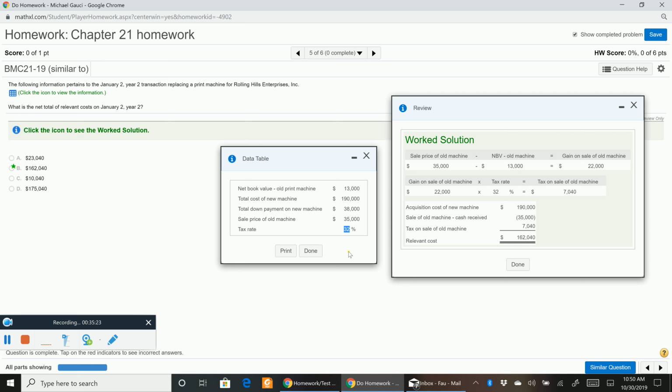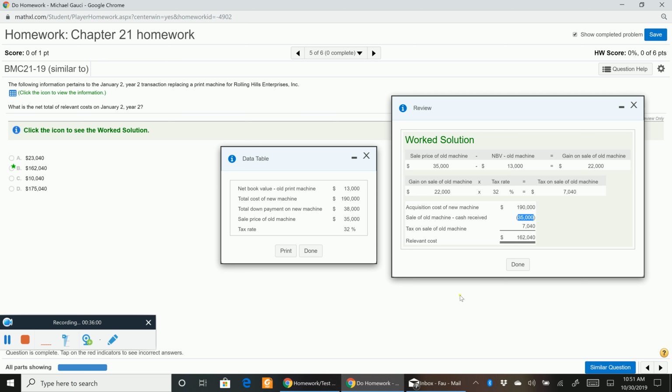So what is relevant for the decision? First, we need to figure out the cost of the new machine. Even though it's not all spent right now, today, all of it is relevant. So $190,000 is certainly part of the answer, but that's not the full answer. How about selling the old machine for $35,000? Is that relevant? Of course it is. That is a cash inflow we're going to receive. So $190,000 is a cash outflow. $35,000 is going to be a cash inflow.